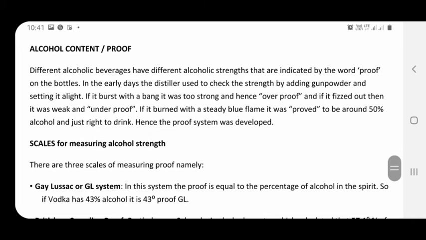Again, this is an important point as per your syllabus: how to check the proof in a bottle of whiskey, rum, brandy, tequila, and wine as well. So, alcohol content and proof.